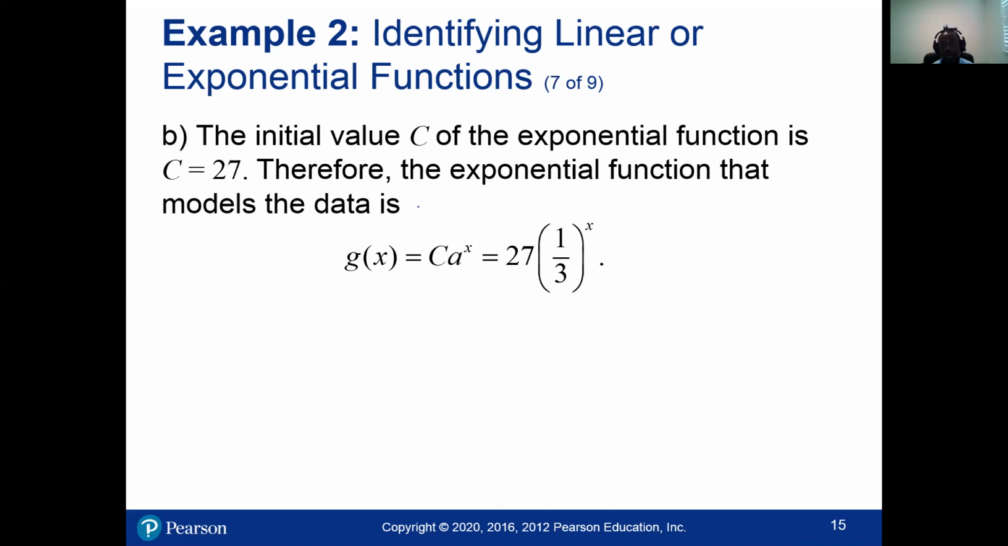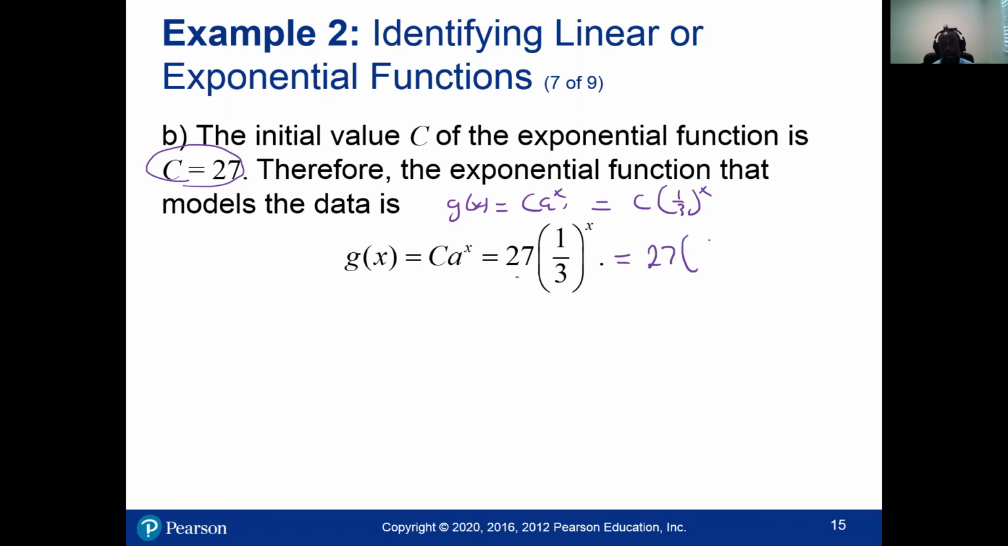Now we know that this is g(x), which is c·a^x. Now we know a is that, so this is equal to c·(1/3)^x. But what is c? As we mentioned, c we calculated to be 27. So therefore the exponential function in this case is 27 times (1/3) raised to x.